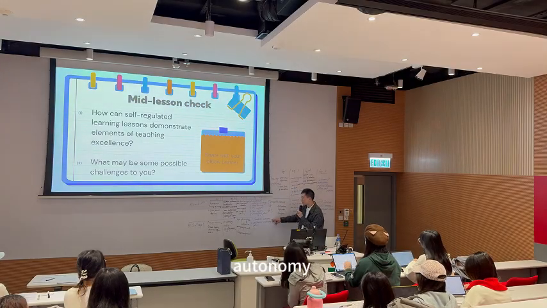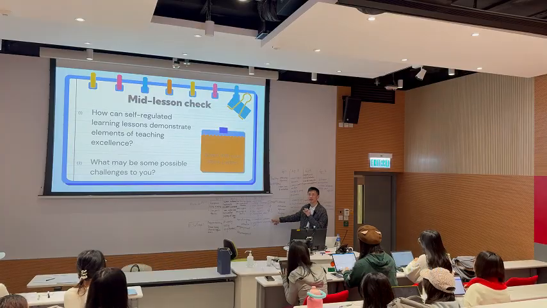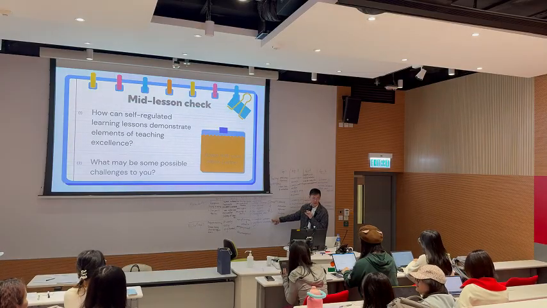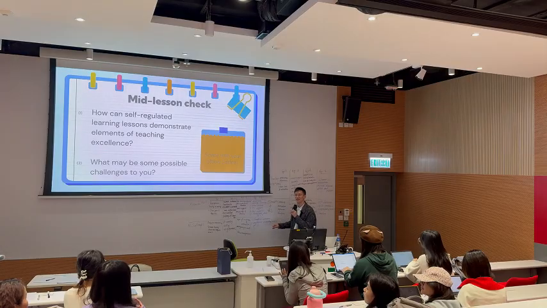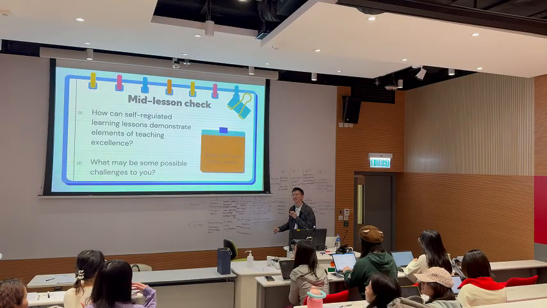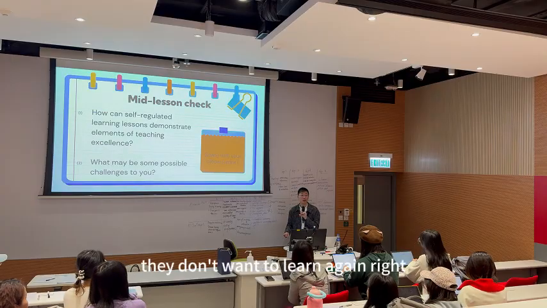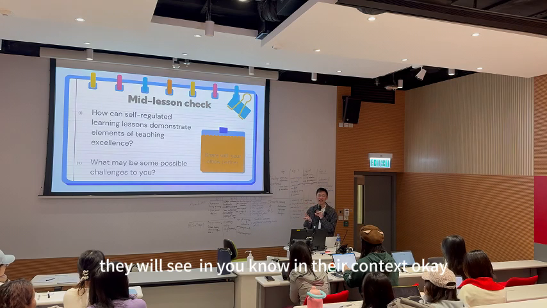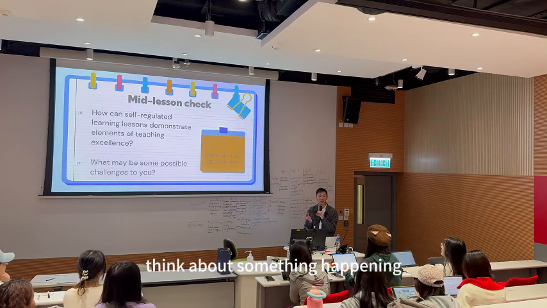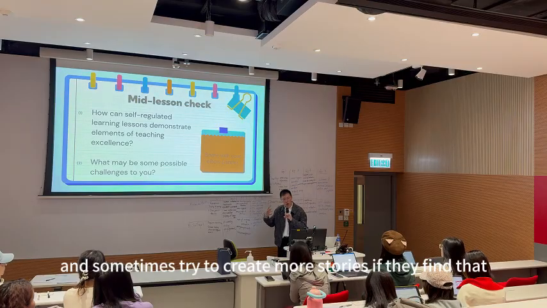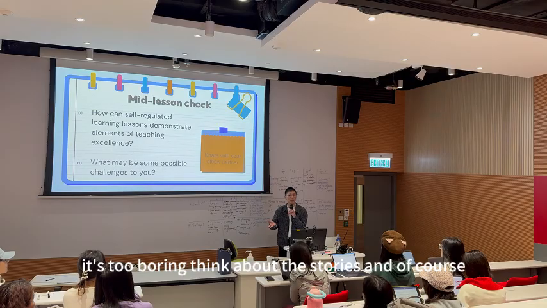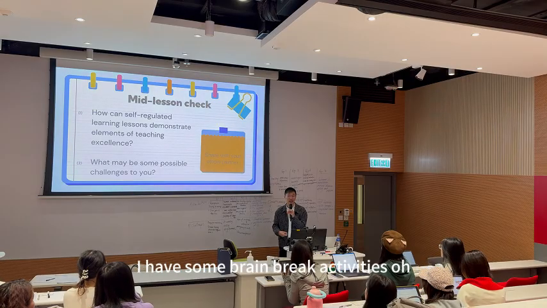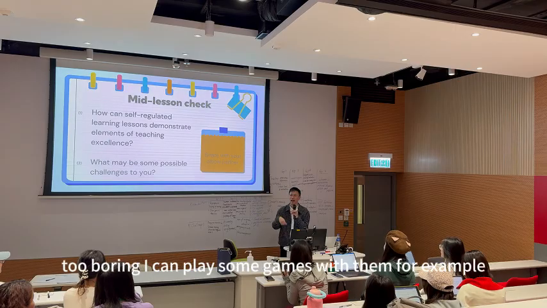Okay? Autonomy. What does that mean here? Students' autonomy. They use their inner motivation to learn, to do the things that the teacher asks. Yes. They don't want to learn again, right? So think about something that they will see in their context. Okay? Think about something happening, and sometimes try to create more stories. If they find that it's too boring, think about the stories. And of course, I have some brain break activities. Oh, too boring. I can play some games with them. For example, how?